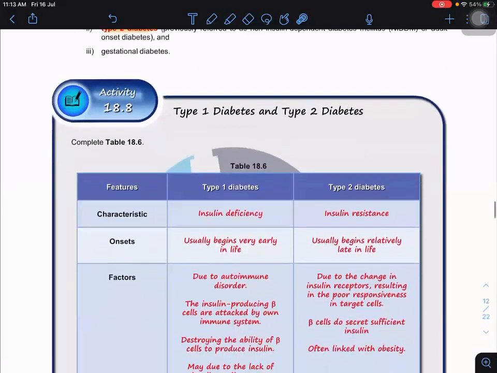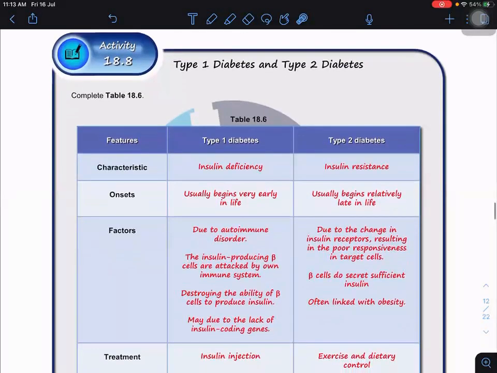So what are the differences between type 1 and type 2 diabetes mellitus? Basically, for the characteristic, type 1 is insulin deficiency, not enough insulin. Type 2 is insulin resistant, meaning insulin is there, but the body has a poor response.